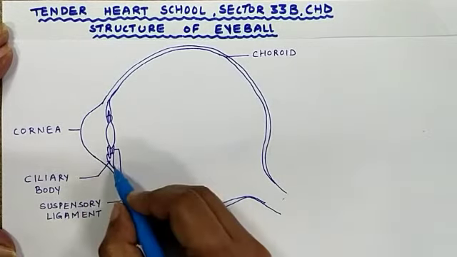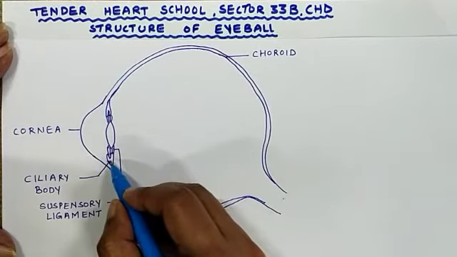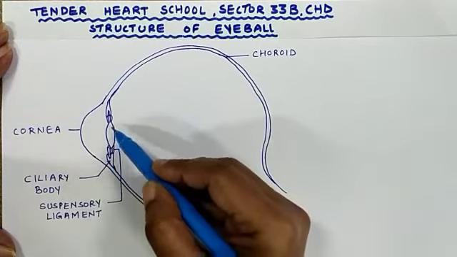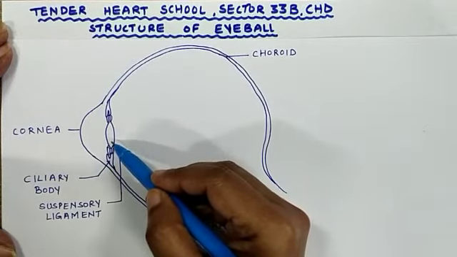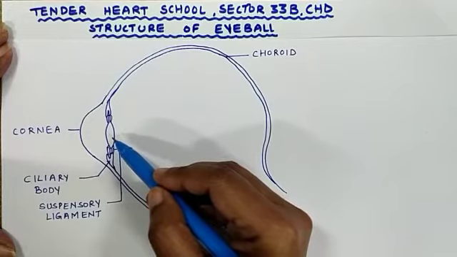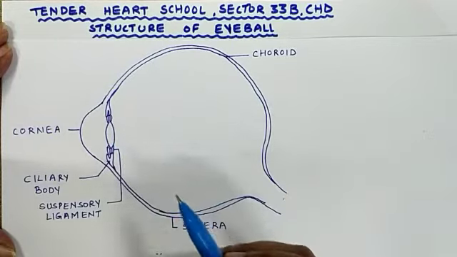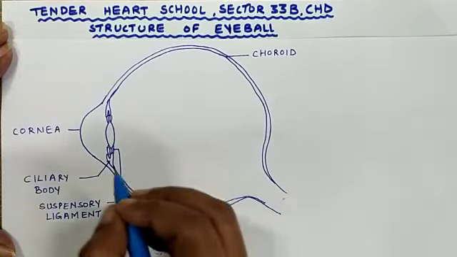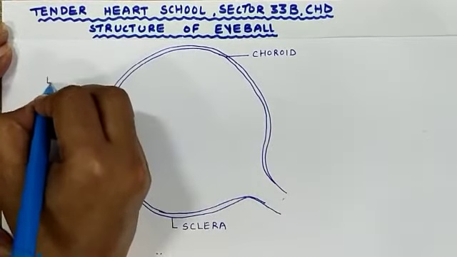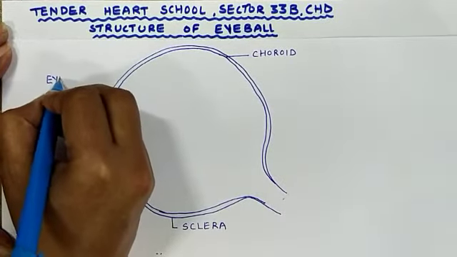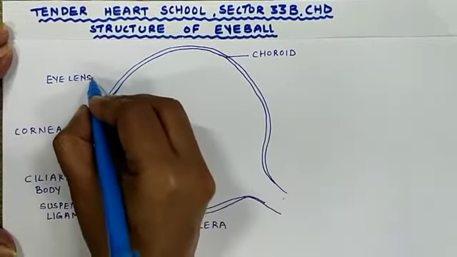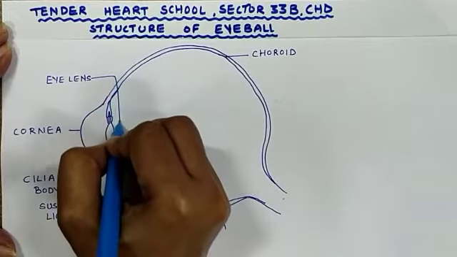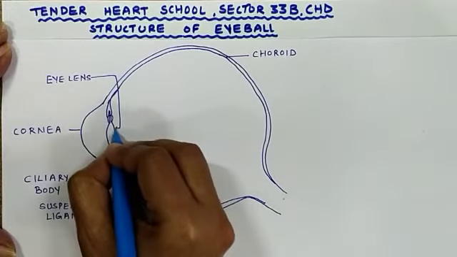The ciliary body is basically made of muscles. These muscles contract and relax, and hence they change the shape of the eye lens. We have to keep changing the shape of the eye lens to see nearby and far off things with equal clarity. So this is your eye lens, and let us label it.